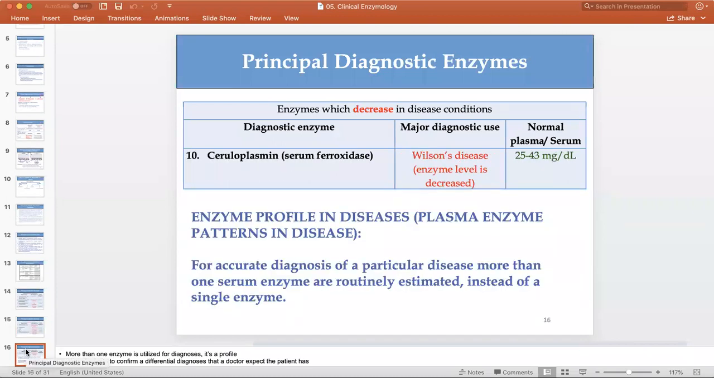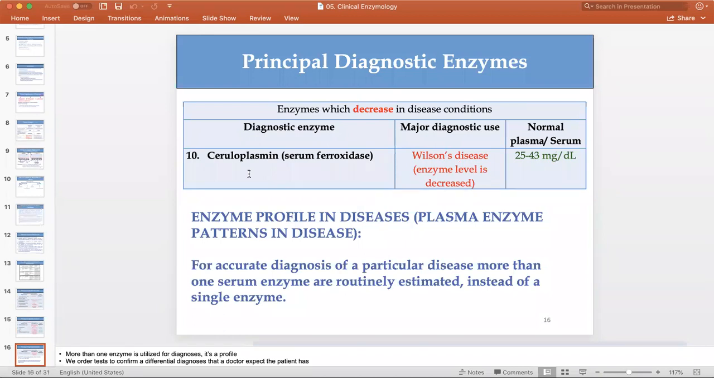All right, so till now we were discussing the enzymes that increase in disease states. Now let's discuss the enzymes which decrease in the disease states. There are other enzymes as well, but the only one that's mentioned here is ceruloplasmin. Ceruloplasmin is, you can say, a carrier of copper.